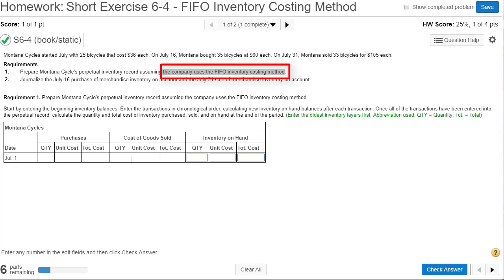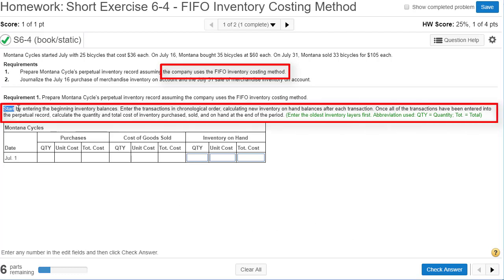So let's say a company purchases some merchandise at one cost, and then later they purchase more inventory at a different cost. So when they finally sell some inventory, which one do they sell? The one that came in first or the one that came in last? Well, since they're using FIFO, first in, first out, the inventory that they're selling is the one that came in first.